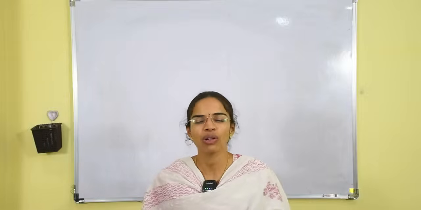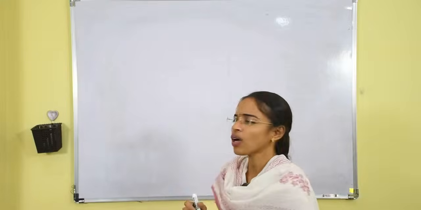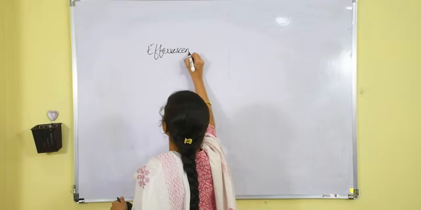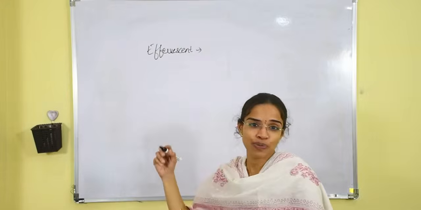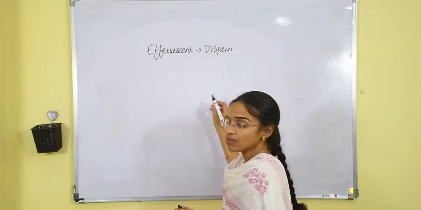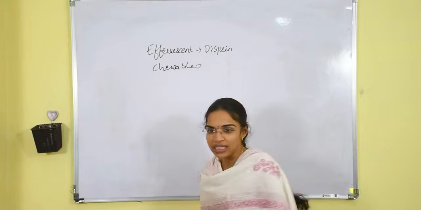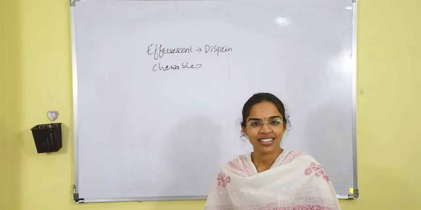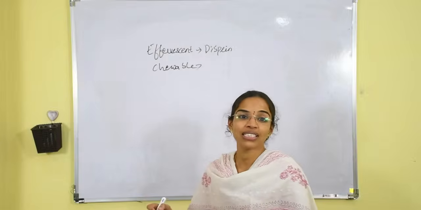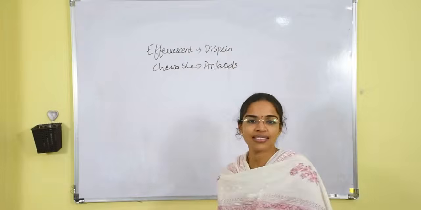Okay, and also sublingual. What are the examples for effervescent tablets? Effervescent tablets, Disprin. Okay, we have certain tablets like Disprin, etc. And also chewable tablets. Examples for chewable tablets? Chewable tablets, antacids. Okay, so we have certain antacids.